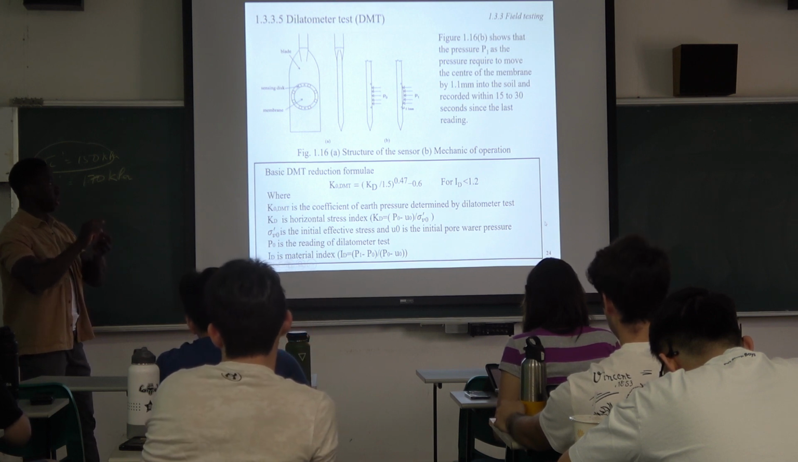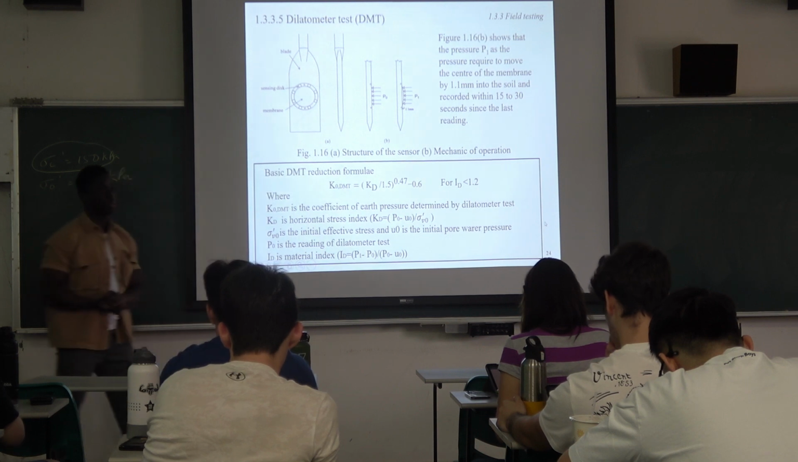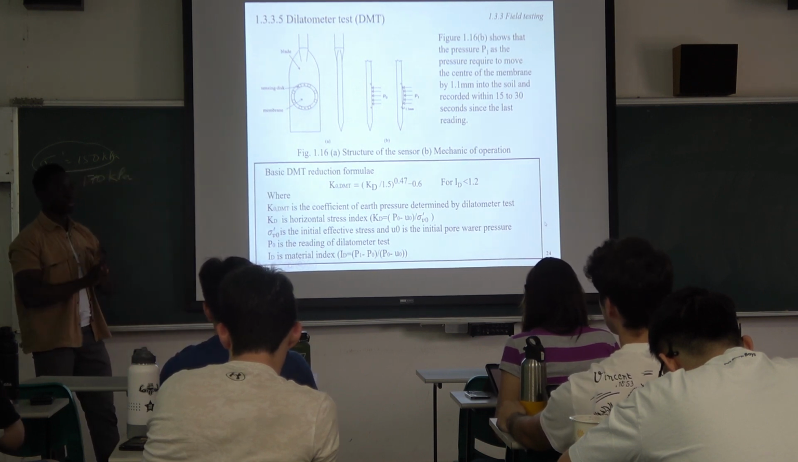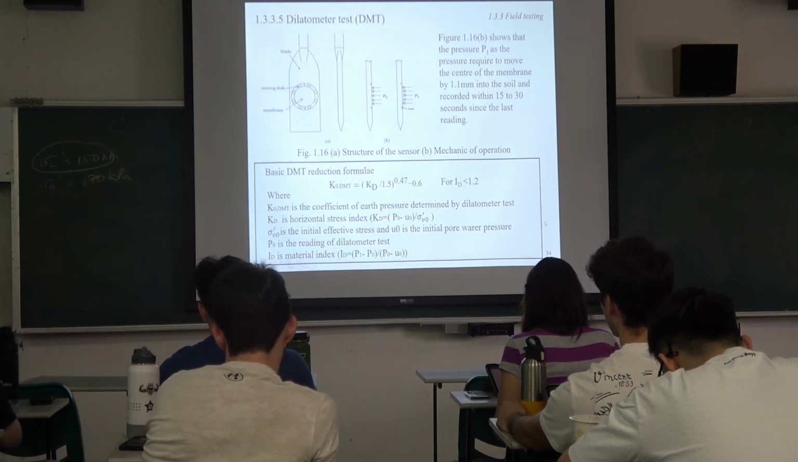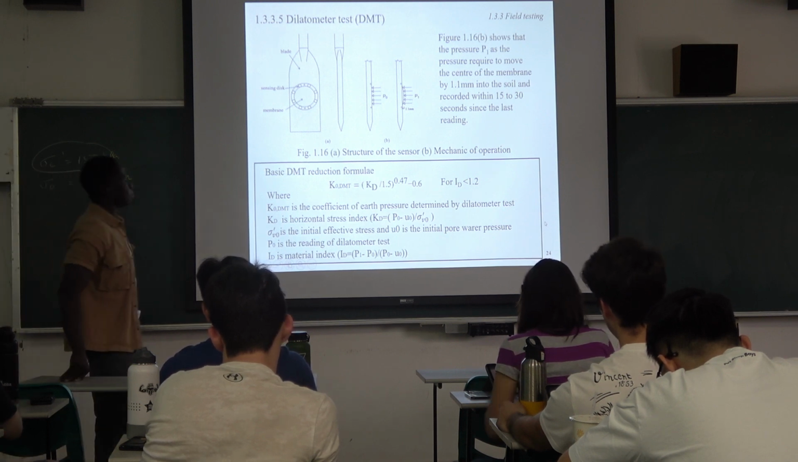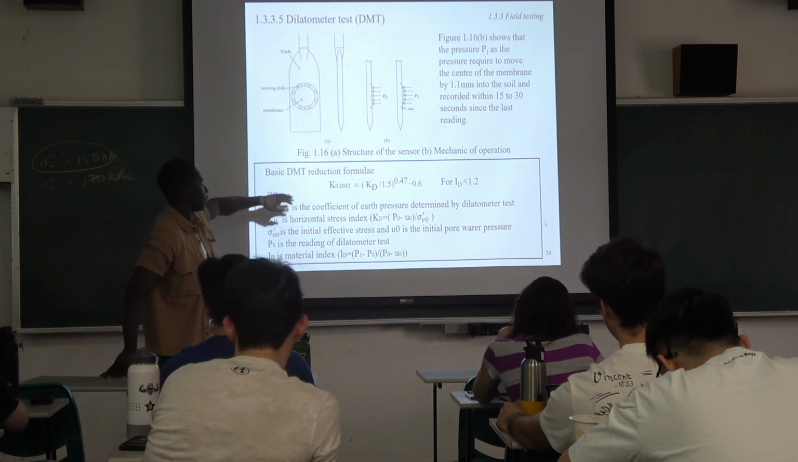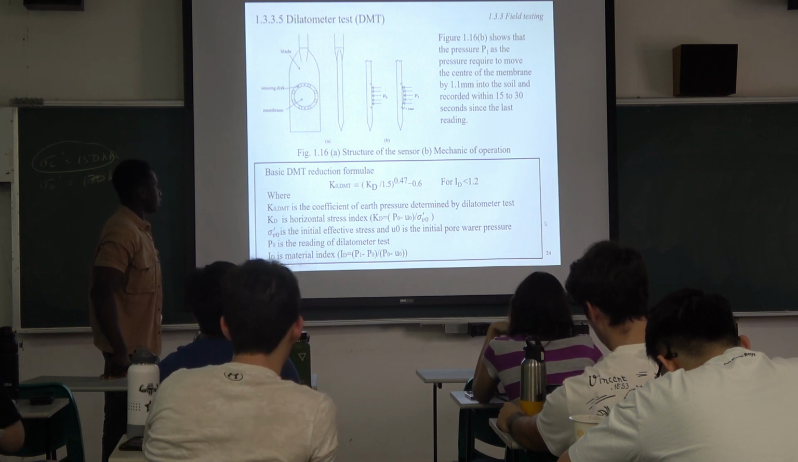Then it is recorded. This can give you a lot of parameters. It's giving you the K0 here, but you can also use it to find the OCR. There are so many equations for the OCR value and the K0 value. This technique is actually used in so many areas. K0 is the coefficient of earth pressure determined by the dilatometer. KD is the horizontal stress index.